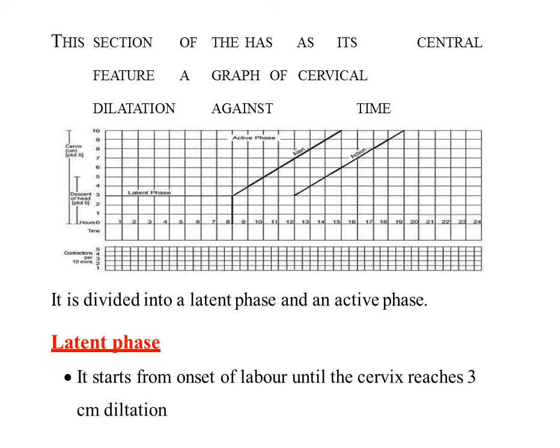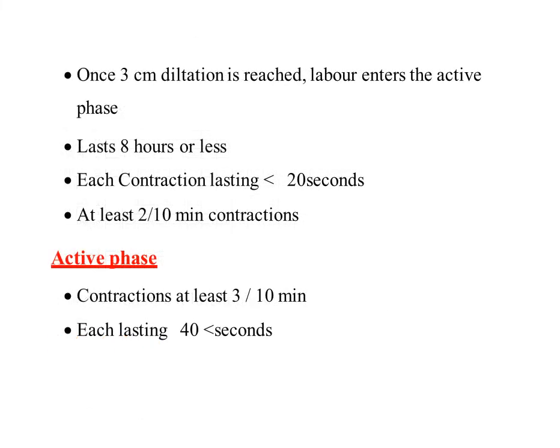Latent phase. It starts from onset of labor until the cervix reaches 3 cm dilation. Once 3 cm dilation is reached, labor enters the active phase. The latent phase lasts 8 hours or less, each contraction lasting 20 seconds, at least 2 in 10 minutes. Active phase contractions are at least 3 in 10 minutes, each lasting 40 seconds.